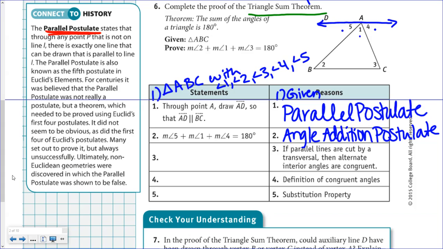So some of you may want to say, wait, shouldn't that just be the definition of a straight angle or definition of a line? But what the definition of a straight angle says is that the measure, and we don't even have, I'll put point E here, that the measure of angle DAE equals 180 degrees. Not that 3 angles together are 180 degrees. So that's why we wouldn't want to put definition of a straight angle or definition of a line for that reason.